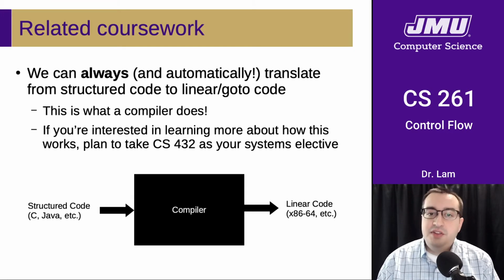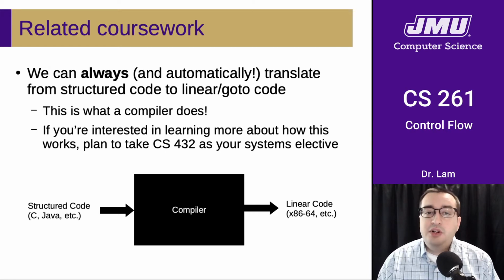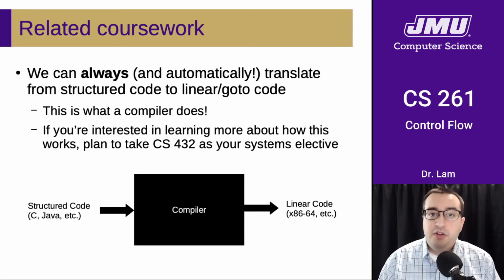So all of this business that we are doing of translating from C code down to assembly code, that's what your compiler does for you. And we're not concerned in this course too much with how that's done. We just want you to be able to do it manually for some small examples, but it is possible to do it automatically. And if you're interested in how this works, again, I would urge you to consider taking CS 432 as your advanced systems elective, where you will learn how a compiler works and actually implement one yourself.